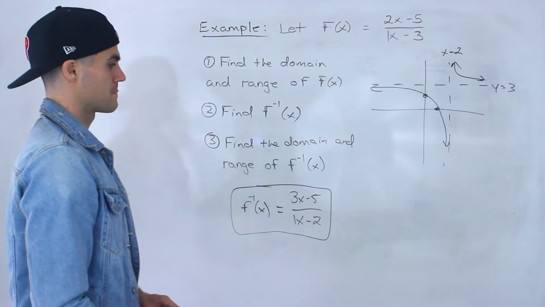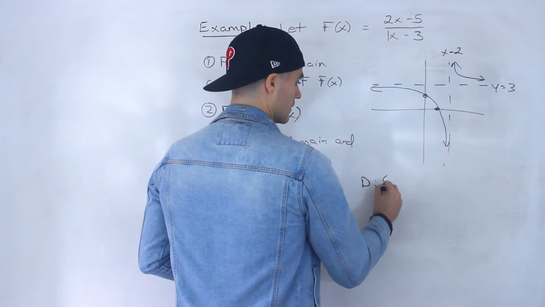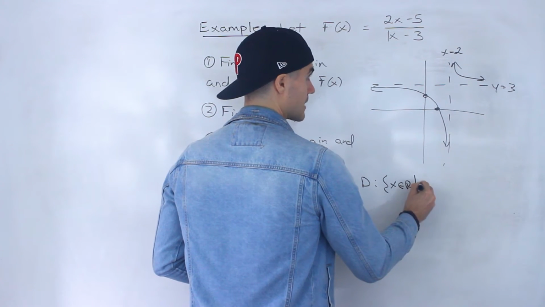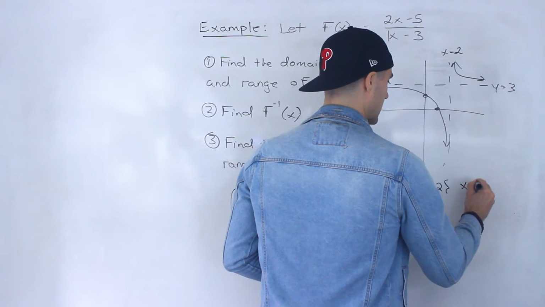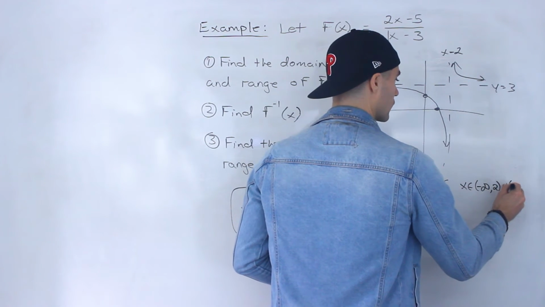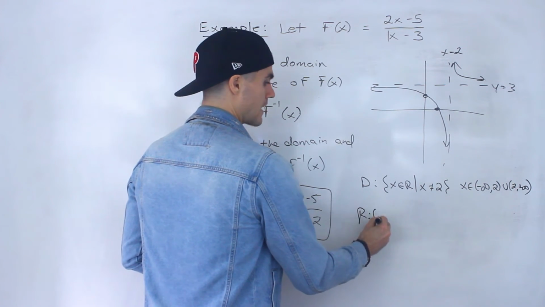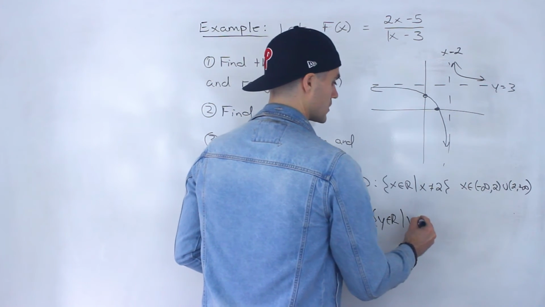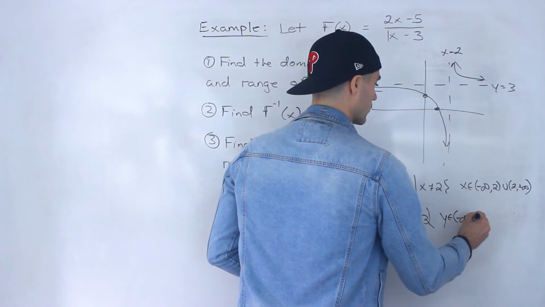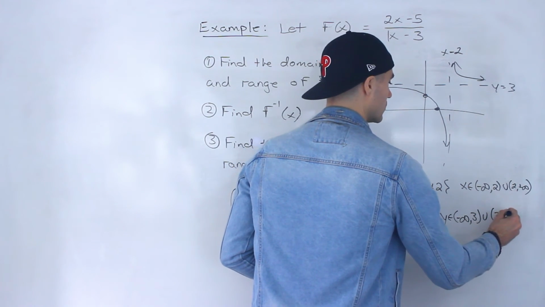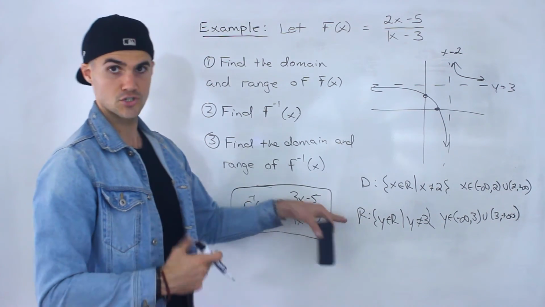And so if we draw that, it looks like that. Okay, now what's the domain and range of this going to be? So the domain is x can be anything except for 2. Or another way to write it, x can be anything from -infinity to 2 or from 2 to positive infinity. And then the range, y can be anything, but y cannot equal 3. Or y can be anything from -infinity to 3 or from 3 to positive infinity. So that's the domain and range of the inverse.